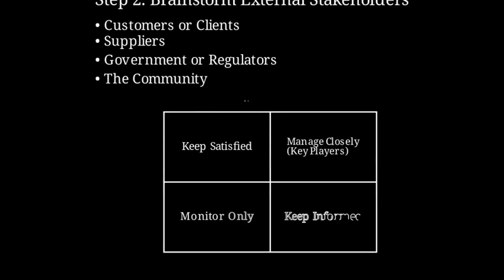Step 3 is to use the power versus interest grid. Power means how much influence they have on the project. Interest means how much they care. This grid helps us decide how to communicate with each stakeholder group.